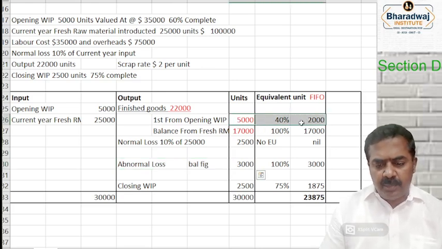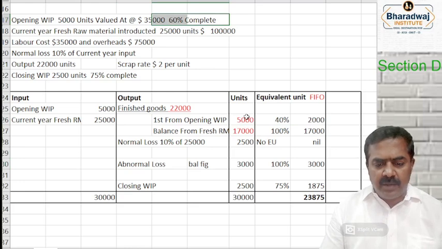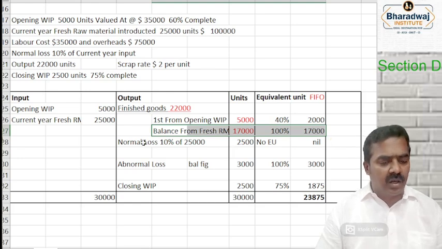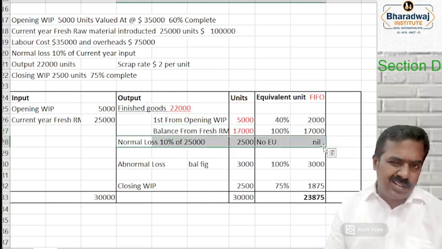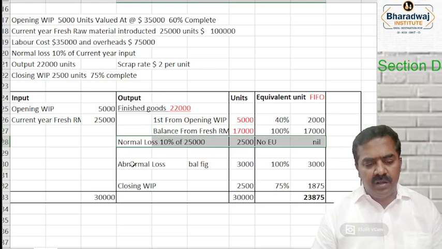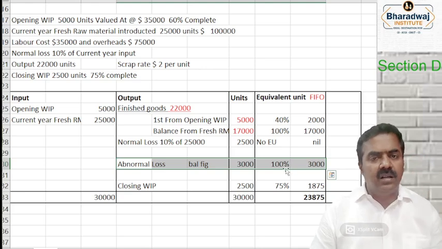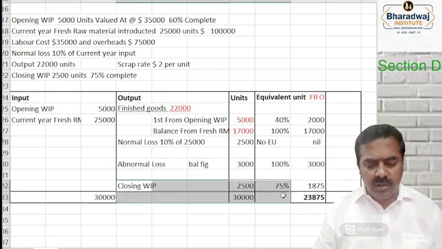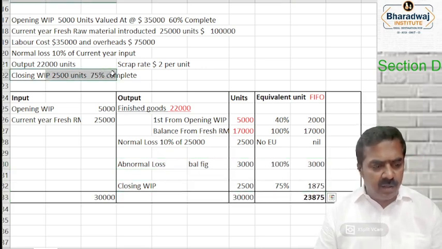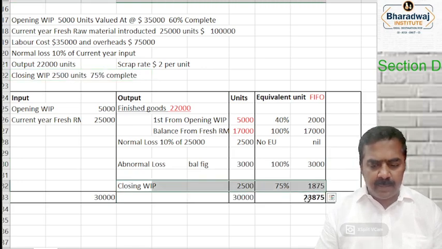So opening WIP already 60% complete. Now current year we do 40%. Fresh raw material we do all the work. Normal loss, no cost is ascertained because it is unavoidable. Abnormal loss, of course, 100% work is done. Then we found it is defective. Closing WIP. Now we completed what? 75% in the current year.